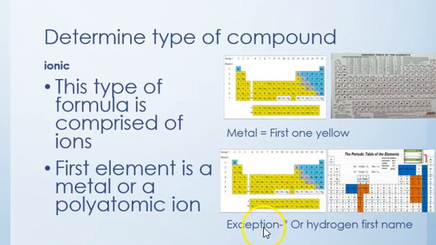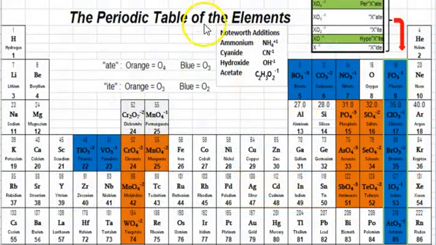There is an exception. Hydrogen acts like an ion as well. So even though it's blue on this chart in both these places, it can be a part of an ionic compound. So don't forget, these are your polyatomic ions. And of course, if it's on this chart, you're definitely dealing with an ionic compound, because all of these are a list of polyatomic ions.